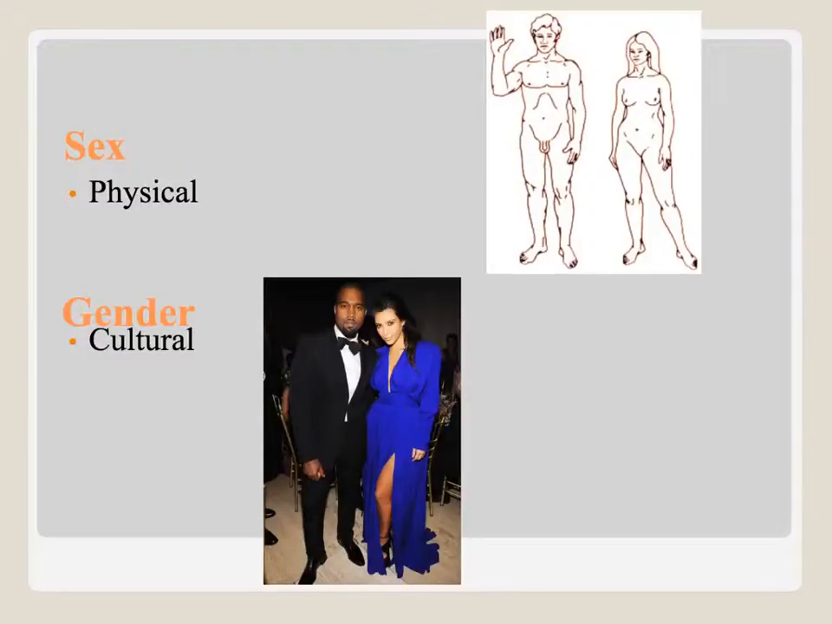Gender is the cultural aspects of a person, the clothes they wear, the way they act, the job they have, the things they enjoy, the way they style their hair. Gender is also constructed as binary, what we call masculine or feminine. The assumption is that people's sex and gender will match, that male people will be masculine and female people will be feminine.